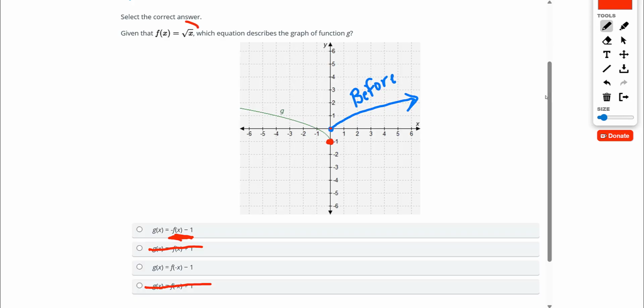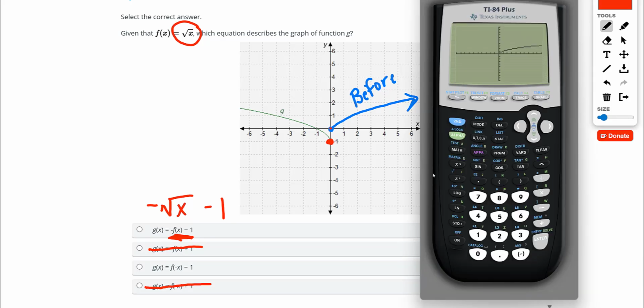So I'm going to rewrite this function, the square root of x, in that format. So the negative sign, notice how it's on the outside of the parentheses. So this one is going to have a negative on the outside of the radical symbol. The -1 is also on the outside of that radical symbol. So we'll put the -1 on the outside, and let's graph it and see if it matches up. So negative square root of x -1.